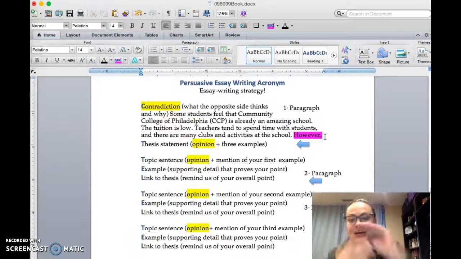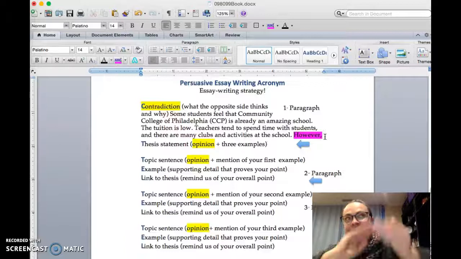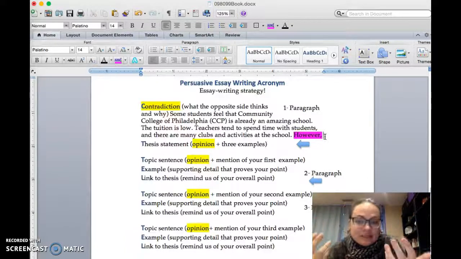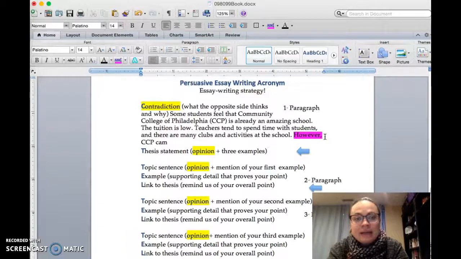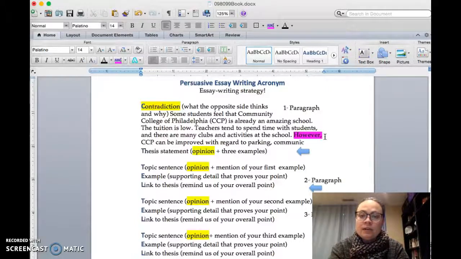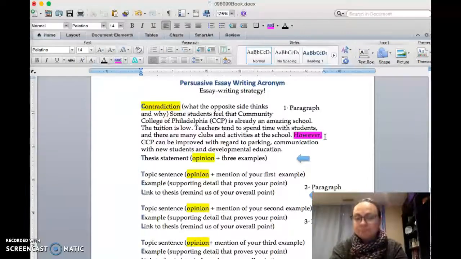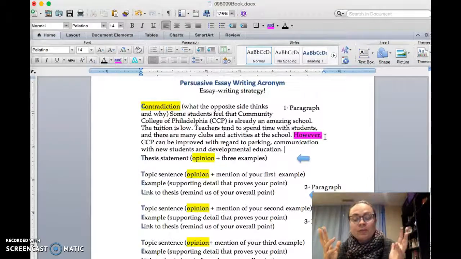Like, there's not going to be a contradiction. There's not going to be the twist to the opposite perspective. So your reader's going to be totally confused about what you're talking about. Okay? So you're going to say, however, and then you can say something like CCP can be improved with regard to parking, communication with new students, and developmental education. Okay, that could be your first paragraph.